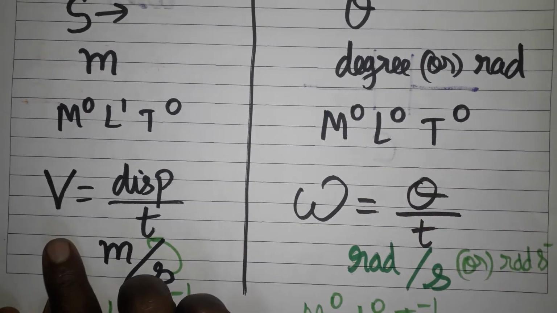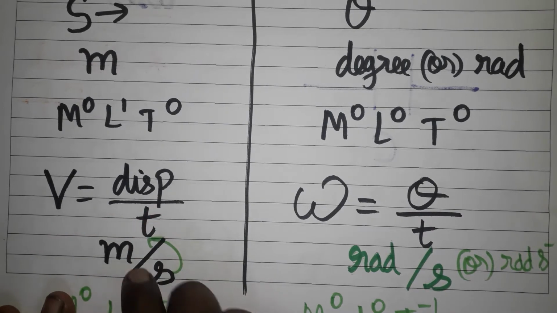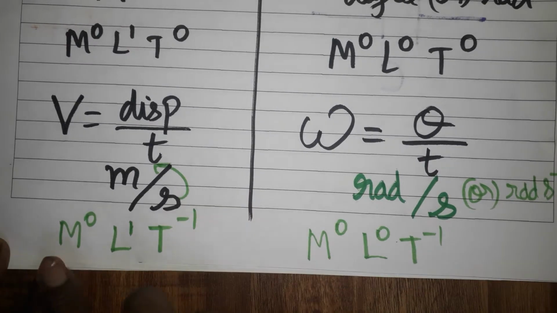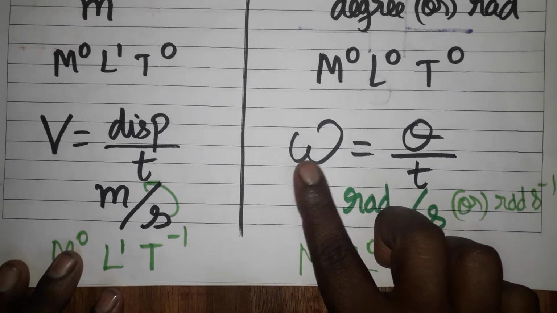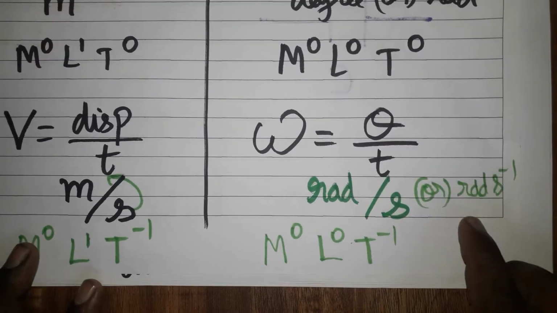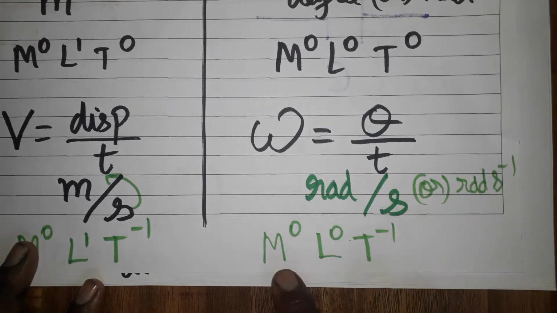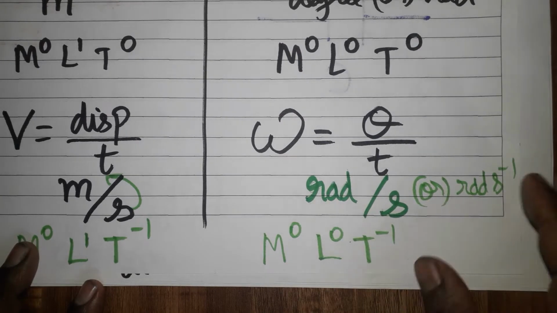Linear velocity is equal to displacement by time. Displacement is meter, time is second. Dimensional formula M power 0, L power 1, T power minus 1. Angular velocity is equal to angular displacement by time. Angular displacement is radian, time is second, so radian second minus 1. Dimensional formula M0, L0, only T power minus 1. Radian doesn't have a dimensional formula.